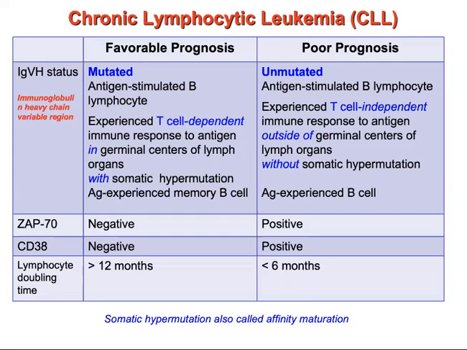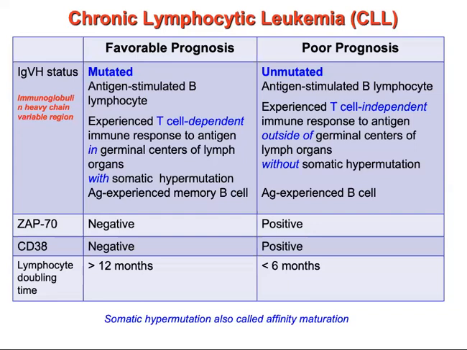And the other expression would be CD38. That's assayed again by flow cytometry. This is more of like an independent predictor of the progression of CLL. In most cases, patients with CD38 expression will have a poor prognosis, and it will be a more aggressive disease.